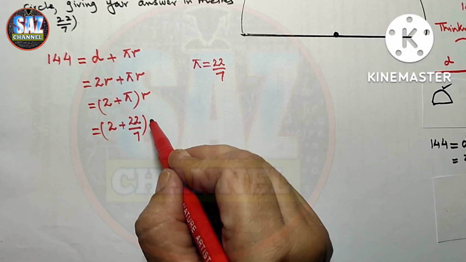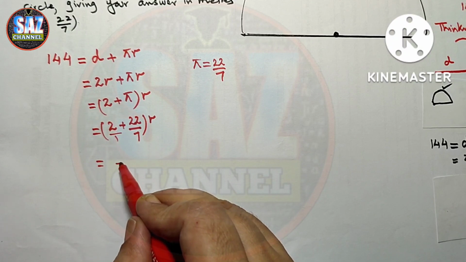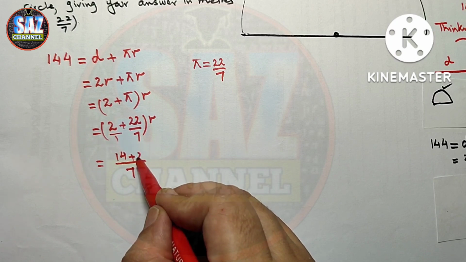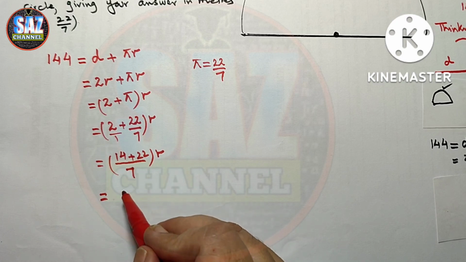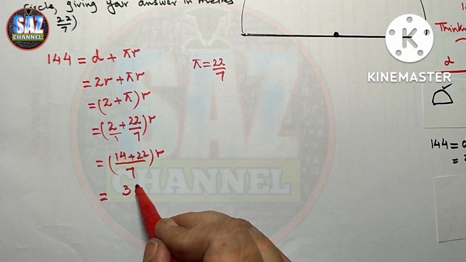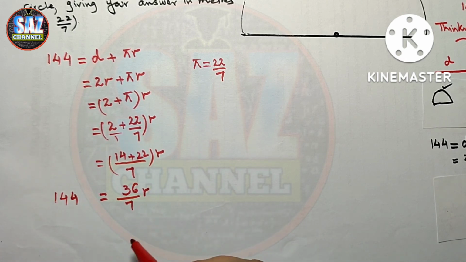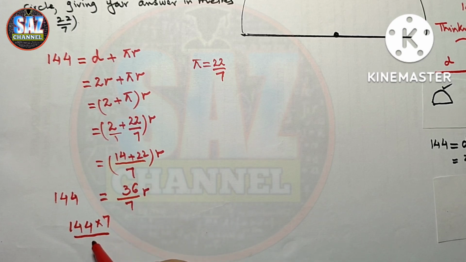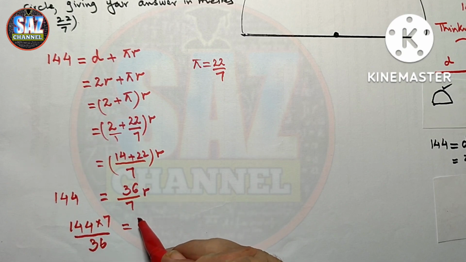Learn to make your calculation easy, please, so that you can solve the questions in paper 1. Here the denominator is 1, so the LCM will be 7. 2 times 7 is 14 plus 22, and this is r. And this will become 36/7 r, and 144. Now I have to go for cross multiplication. 144 multiplied by 7 by 36. 7 will go in the numerator and 36 in the denominator, and this is equal to r.